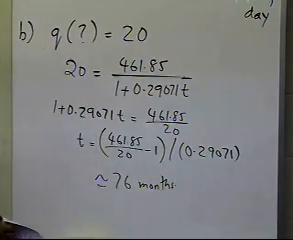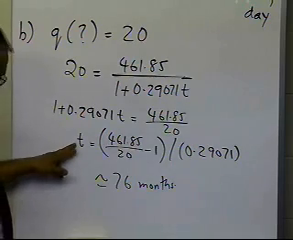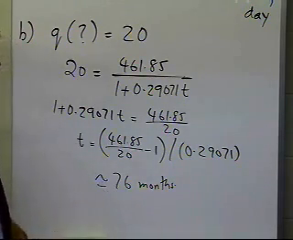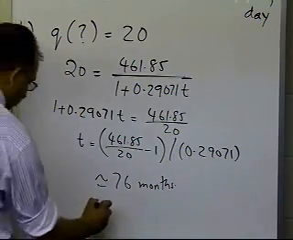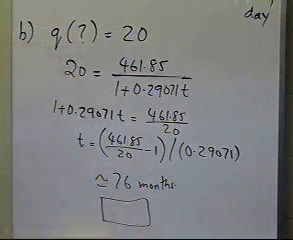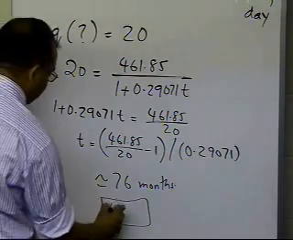So what you're figuring out here is that the time when the production will be 20 barrels per day is 76 months. So that's when you would abandon the well, if that was the limit you would like it to have. And that's the end of this segment.